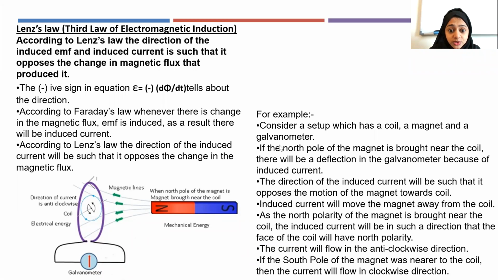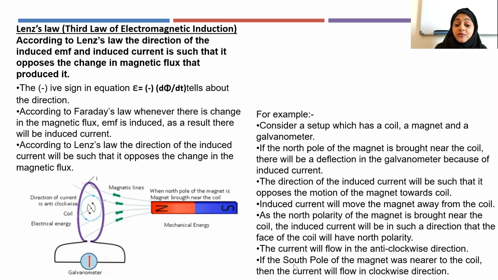If the north pole of the magnet is brought near to the coil, there will be deflection in the galvanometer because of the induced current. And the direction of the induced current will be such that it opposes the motion of the magnet towards the coil. So the induced current will want to move the magnet away from the coil. As the north pole is brought near the coil, the induced current will be in such a direction that the face of the coil will have north polarity, which means here there should be a north pole. For that, the current should flow in the anti-clockwise direction. So the current will flow in the anti-clockwise direction when we bring a north pole towards it.